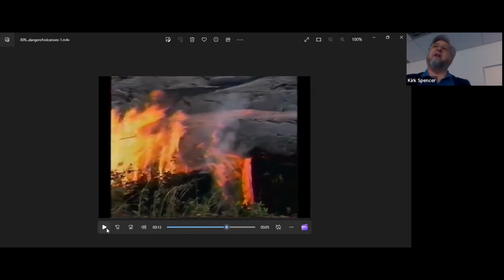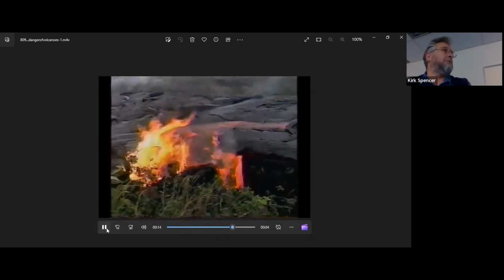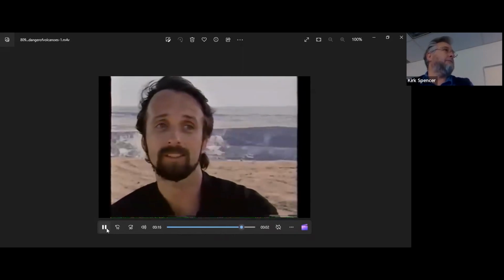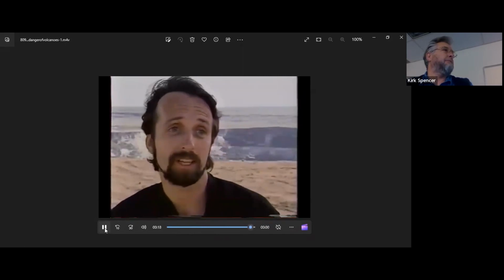So they understand the danger, that it's like walking with the murderer. They could kill you at any moment. So then the question is, why in the world do you do that? And that's exactly the way it feels when you're walking with an explosive volcano.